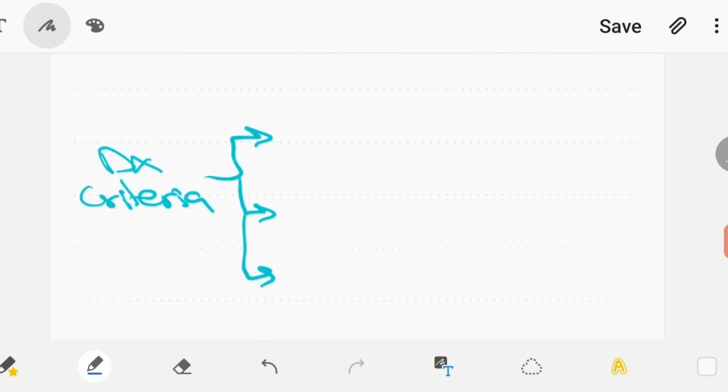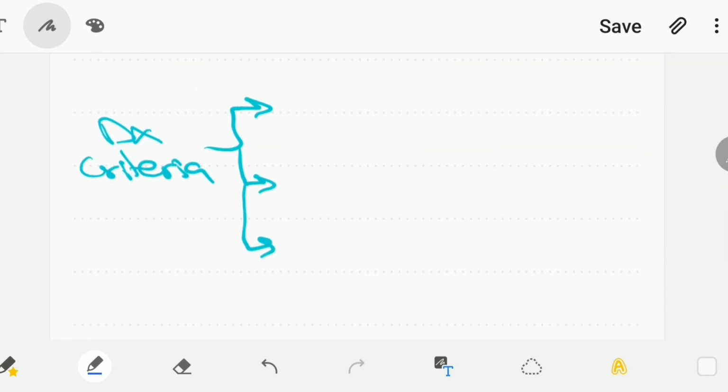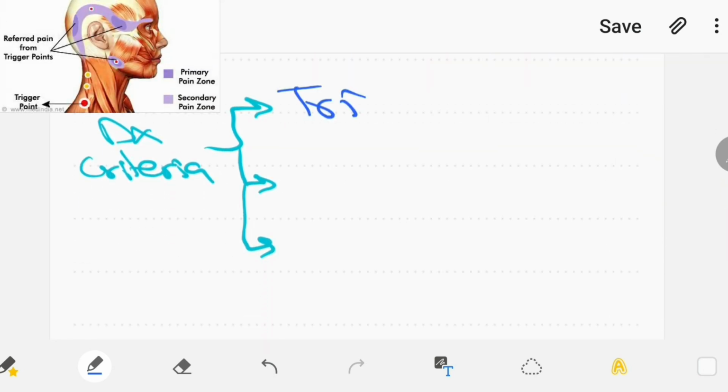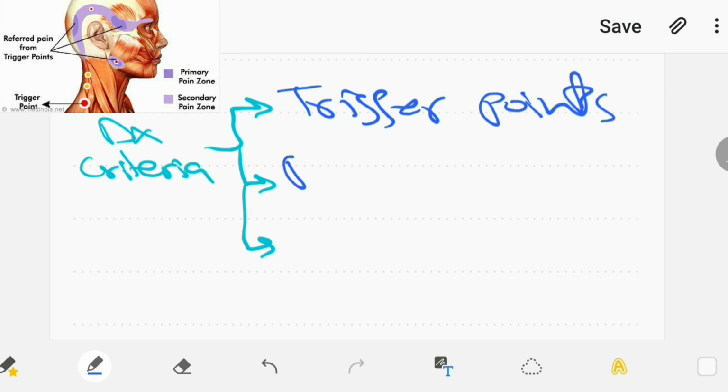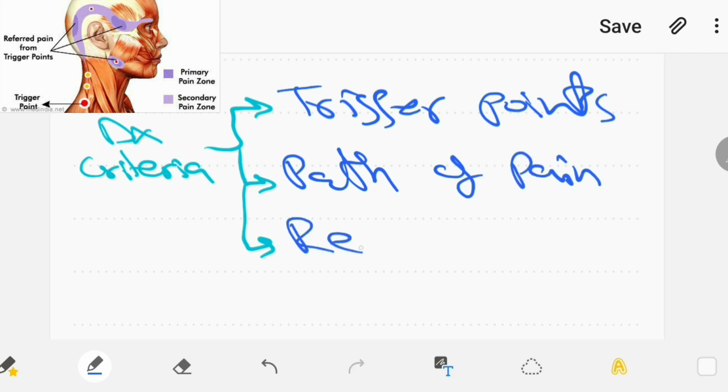So the diagnosis criteria for the fibromyalgia is through trigger points, known path of pain for trigger points, and the reproducibility.